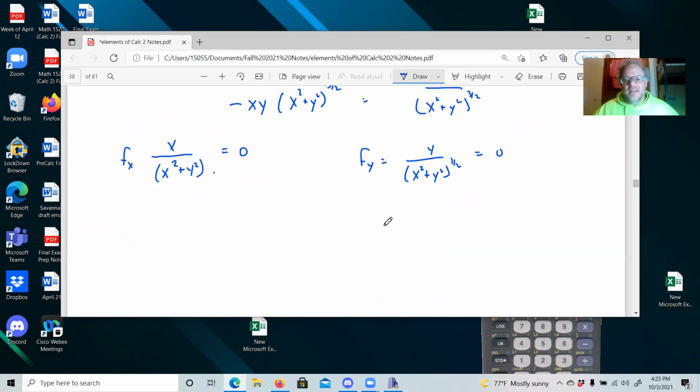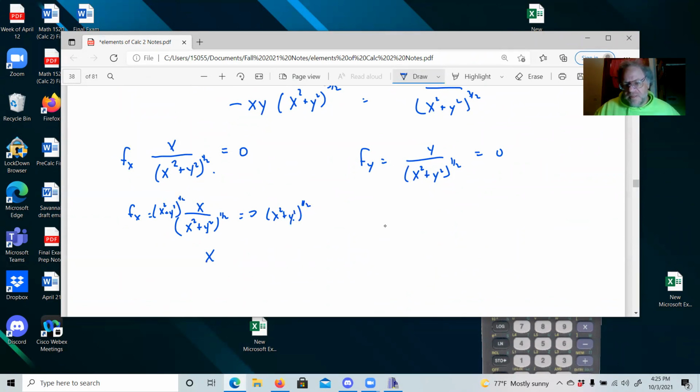So we have f_x equal to x over x squared plus y squared to the 1/2 power equals 0. I'm going to multiply both sides by x squared plus y squared to the 1/2. What are we left with? We're left with x equals 0.